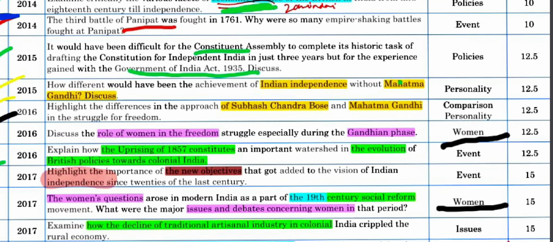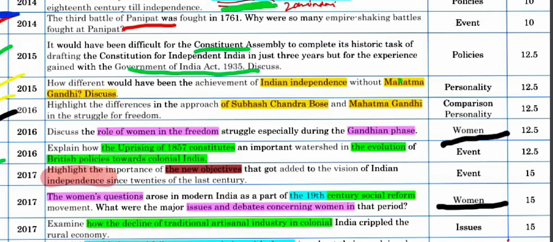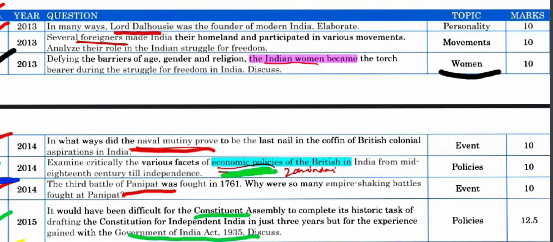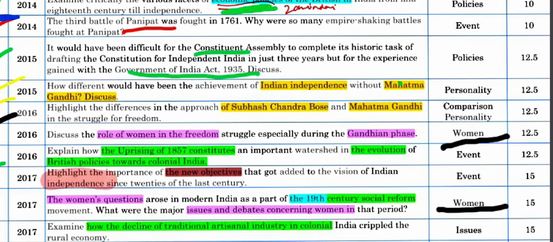Let us look at the second question on women. It was asked in 2016, exactly 3 years later, for 12.5 marks, and the question goes like: "Discuss the role of women in the freedom struggle, especially during the Gandhian phase." Now they are narrowing down to a specific phase, which is the Gandhian phase, and they are asking the role of women. So pretty predictable, same as the earlier one. What was the role of women during the freedom struggle, and in the second one, during the Gandhian phase.